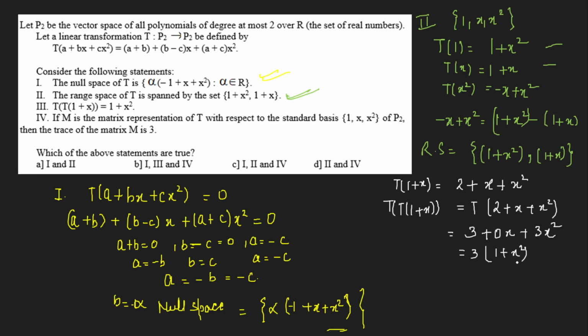But they told me that it is 3. They said that T of 1 plus x is equal to 1 plus x square, which is not true. So the third is incorrect. Now let's talk about option 4.